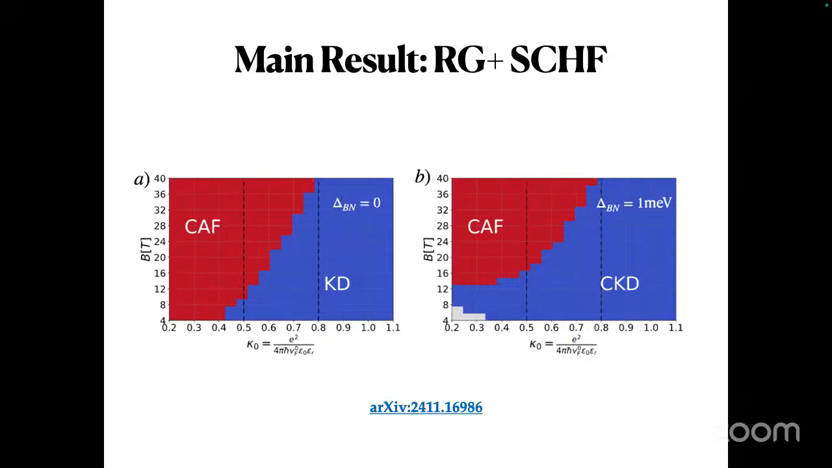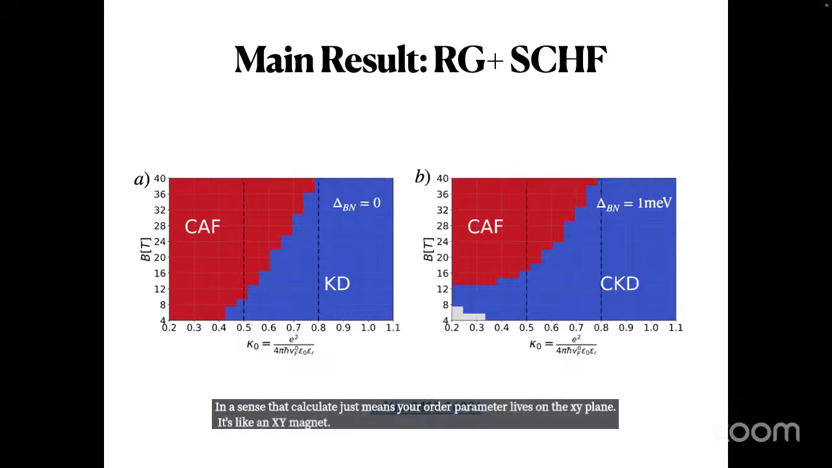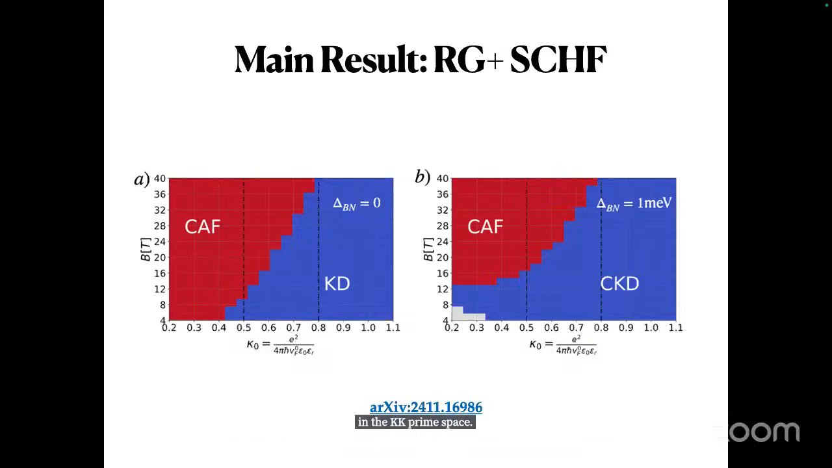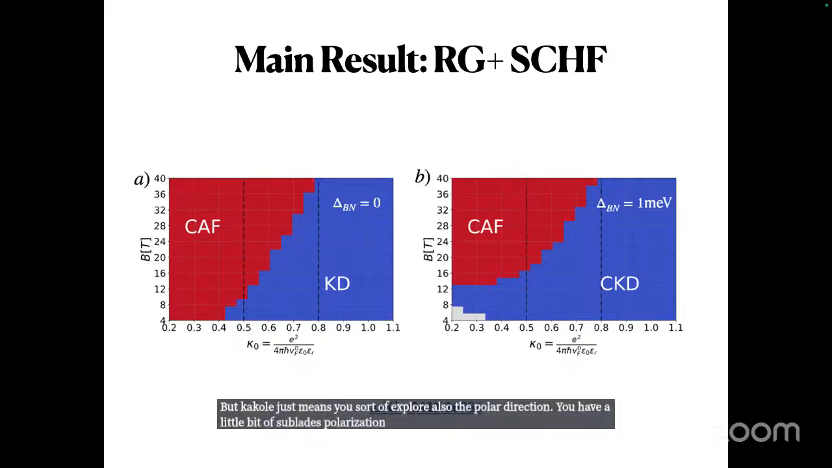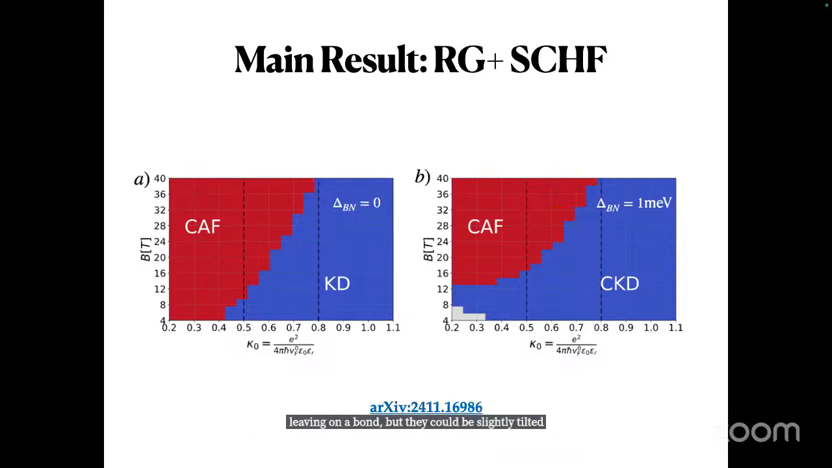They belong to the same order parameter class, in the sense that Kekulé just means your order parameter lives on the XY plane. It's like an XY magnet in the KK prime space. But canted Kekulé means you also explore the polar direction. You have a little bit of sublattice polarization. So not all the electrons are in an equal superposition of A and B living on the bond, but they could be slightly tilted towards one of the sublattices, because in this system the valley and sublattice are locked.